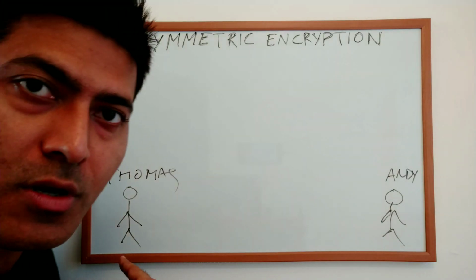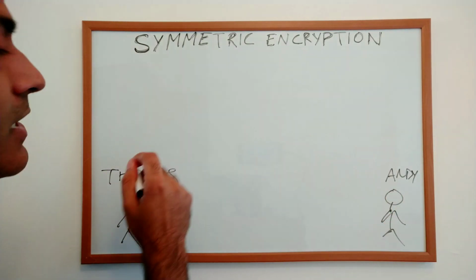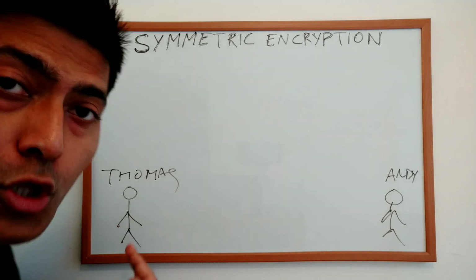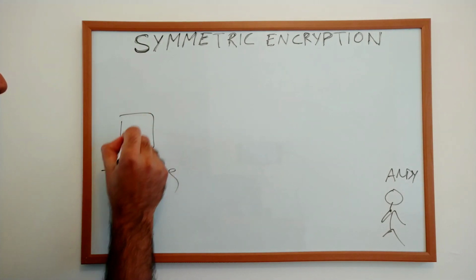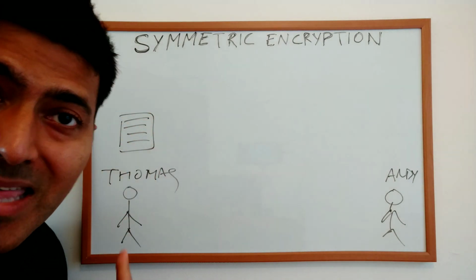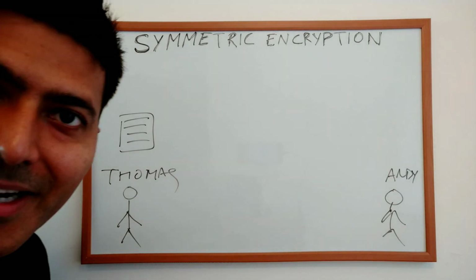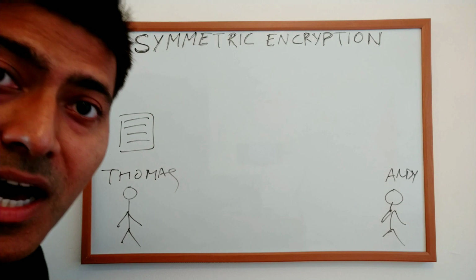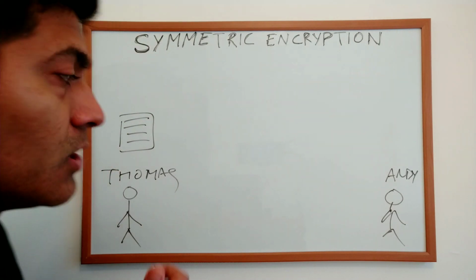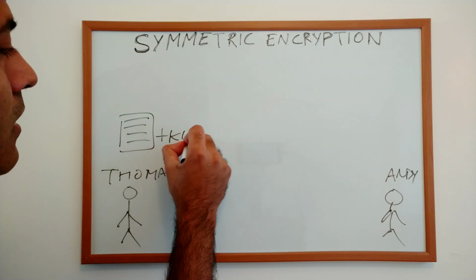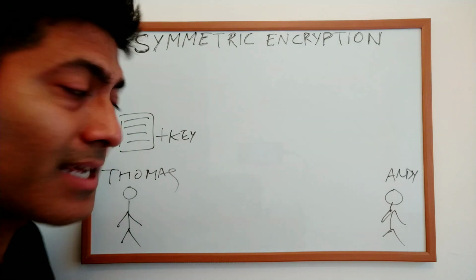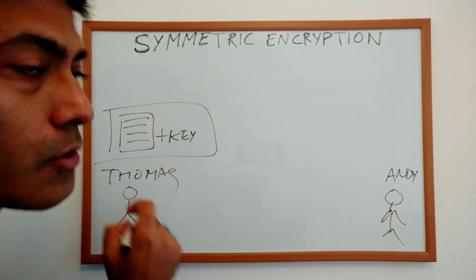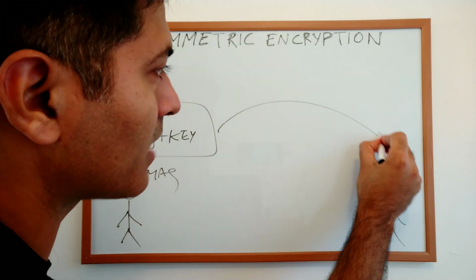So when Thomas wants to send a message to Andy using encryption, let us say he is interested in sending a message which is, let us say, a top secret document. He will use one key or a passphrase to encrypt the message. So using a key, Thomas can encrypt this message and send it to Andy on the other side.